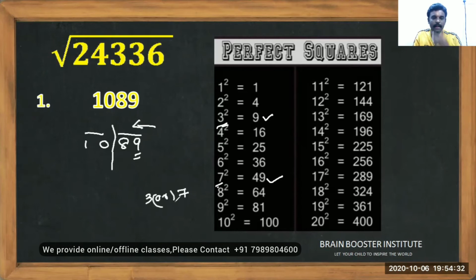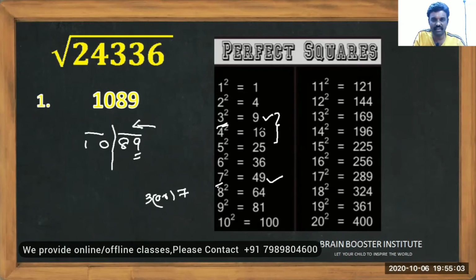Then write the two parts down. The second part is 10. This 10 lies between 9 and 16, isn't it? 9 is the square of 3 and 16 is the square of 4. So 10 lies between 3 square and 4 square. As 4 square is 16, which is more than 10, we need to take 3 square. So here I'm taking 3 as the square root.